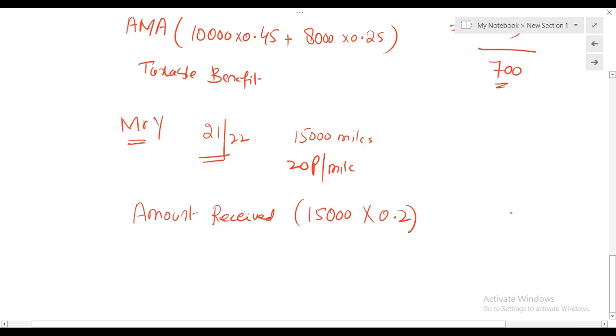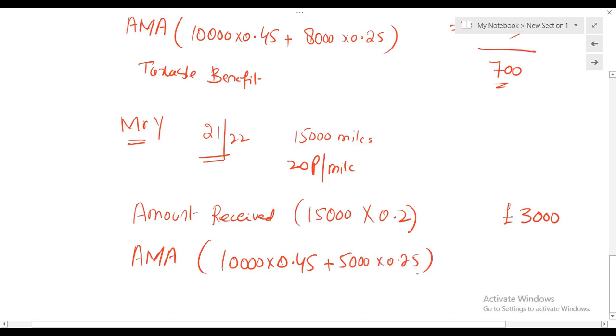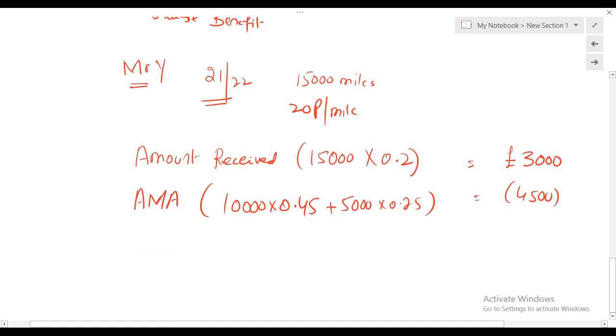15,000 into 0.2, that results in 3,000. Now let us see, according to the authorized mileage allowance, what amount he should have received. He should have received for the first 10,000 miles 45 pence per mile, and for the remaining 5,000 miles he should have received 0.25 per mile. So what is the amount? He should have received 4,500. Since the amount which he has received is less than the authorized mileage allowance, the difference is a deductible expense, an allowable expense.